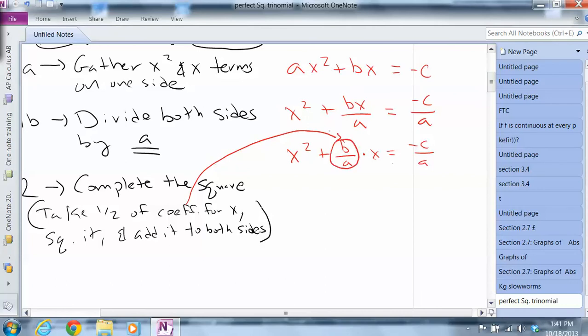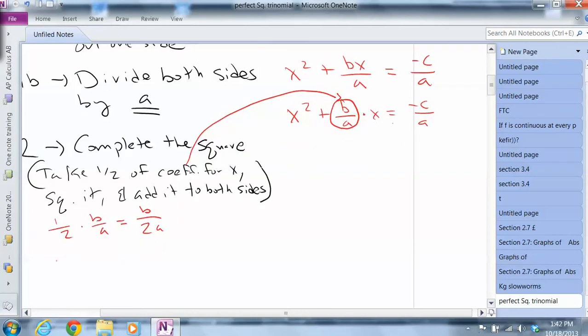So truly the coefficient for x is right here. So if I take half of it, I got to do half of b over a, which is going to be what? B over 2a. And then if I square it, what do I get next? B squared over 4a squared. This is what we have to add to both sides.